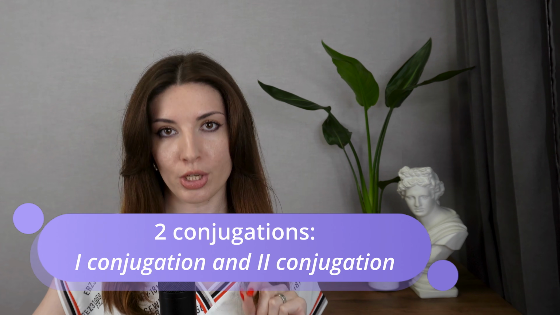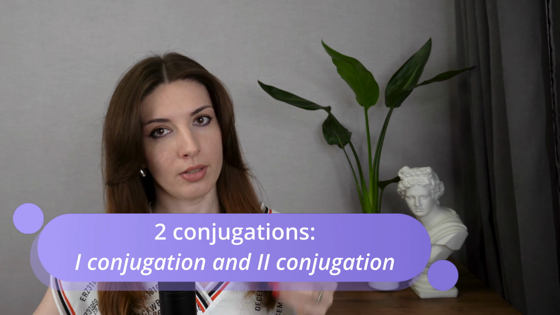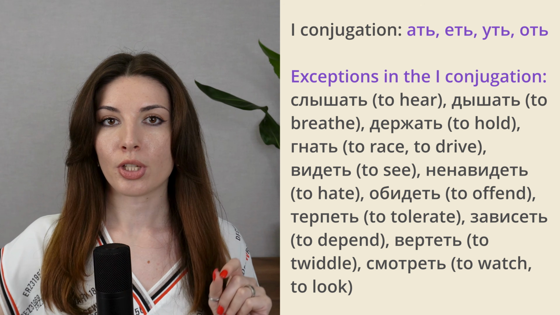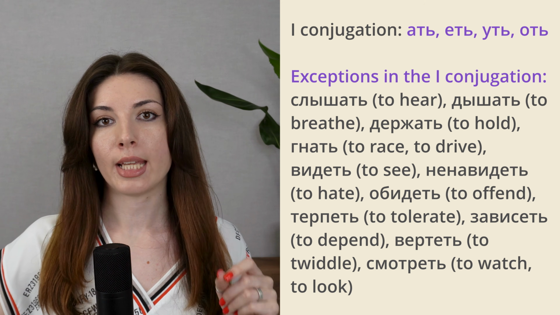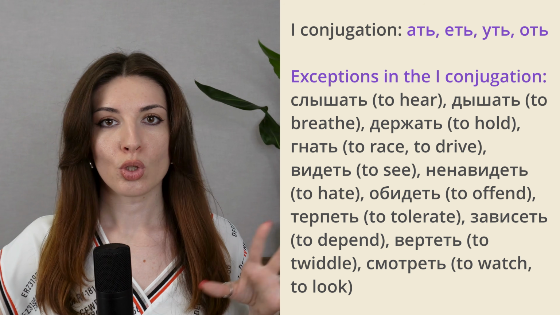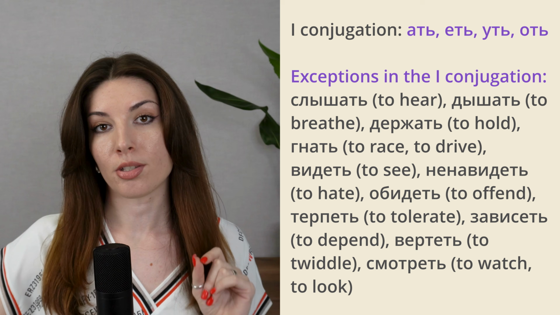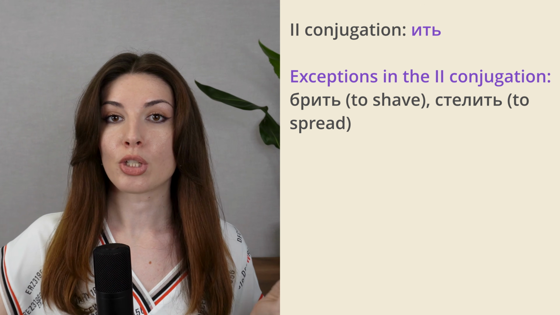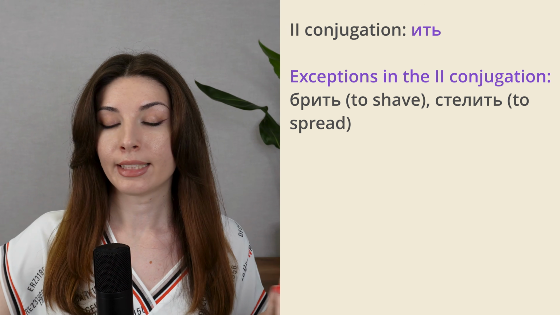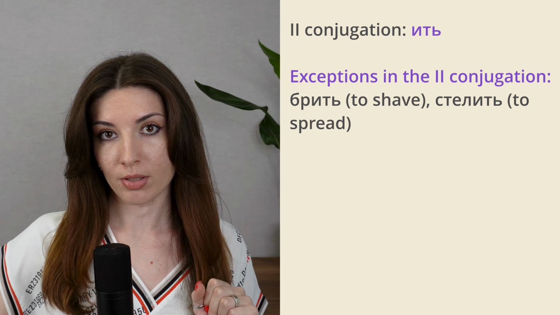We have 2 conjugations: the first conjugation, the second conjugation. They all depend on the ending of our infinitive. It could be ать, ять, уть, ить. First conjugation is all the verbs with the endings ать, ять, уть, оть, with these 11 exceptions that you see on the screen. And the second conjugation is all the verbs with the ending ить, with these 2 exceptions. As you can imagine, most of Russian verbs, they are of the first conjugation.